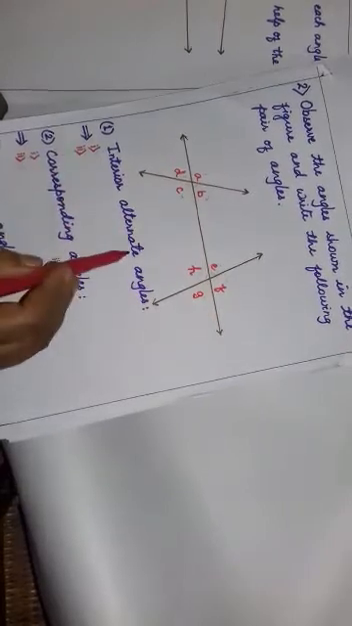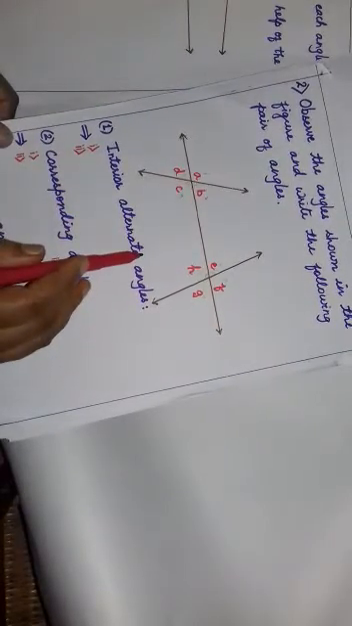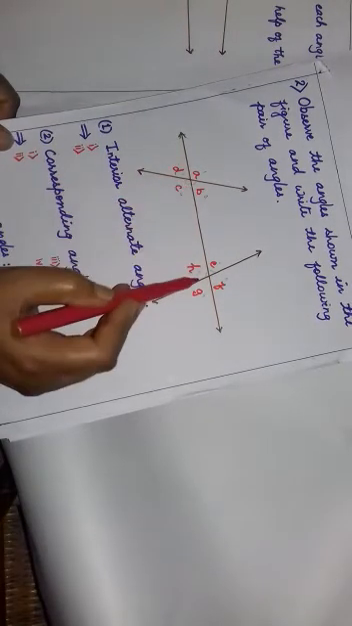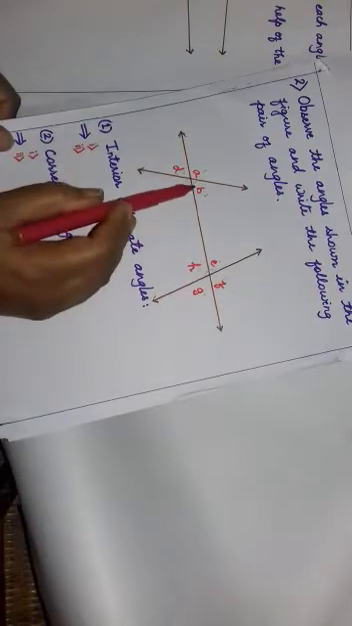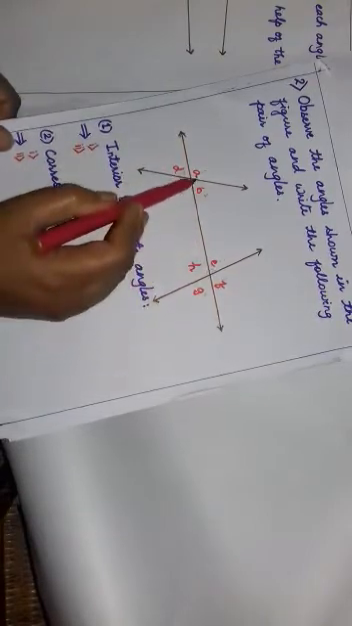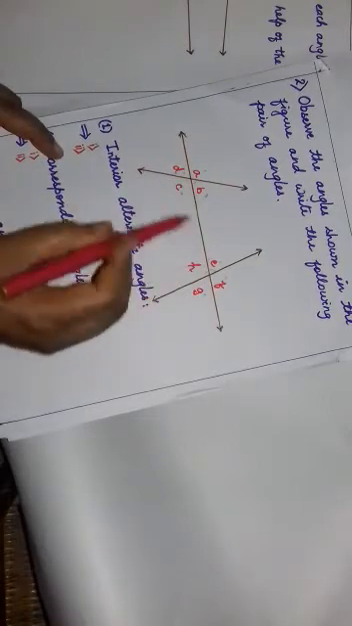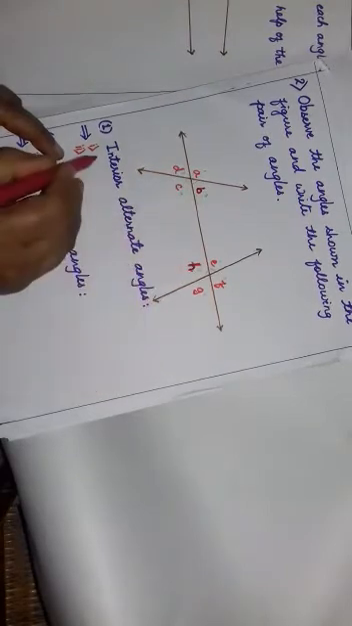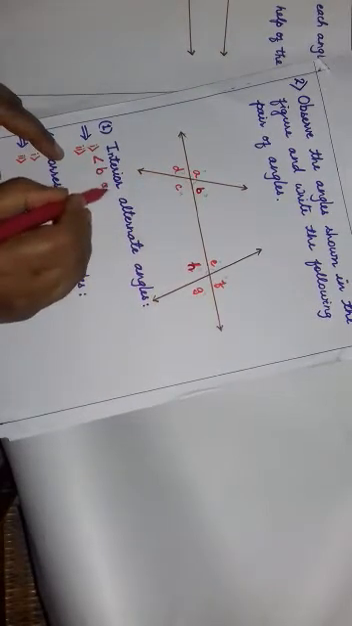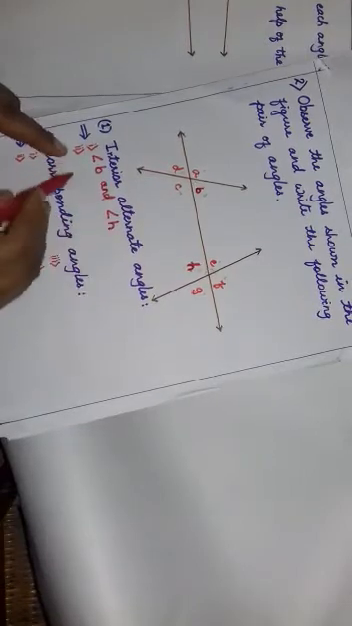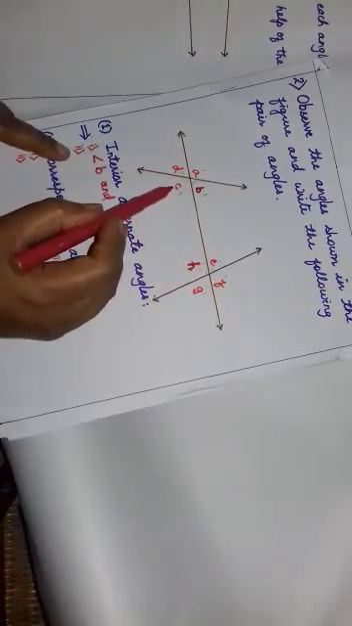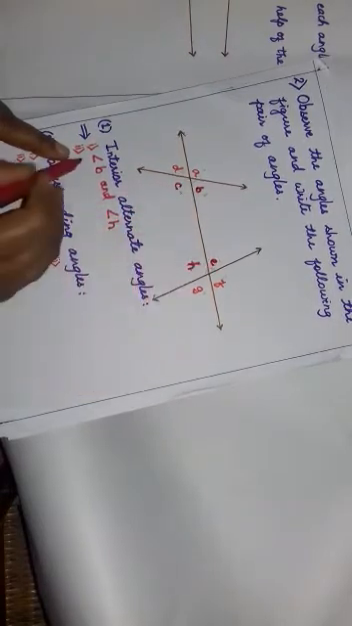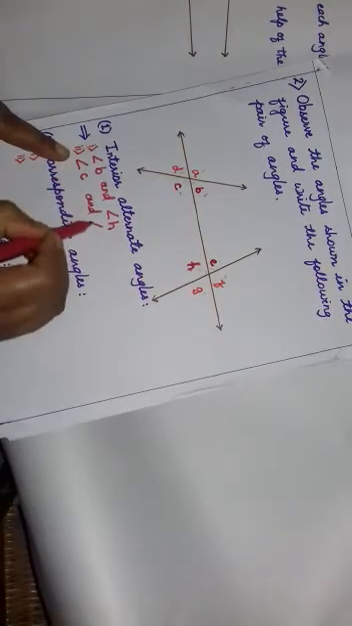There are 2 pairs of interior alternate angles. So the first pair is angle B and angle H. Interior alternate means inside these 2 lines. So angle B and angle H. So here we will write angle B and angle H. Next pair will be angle C and angle E.